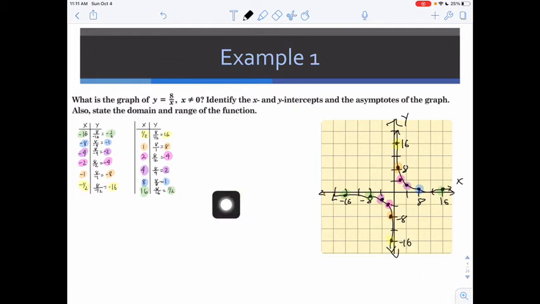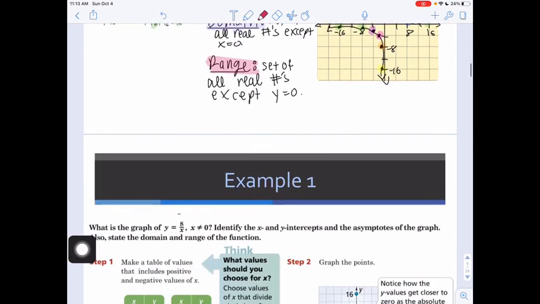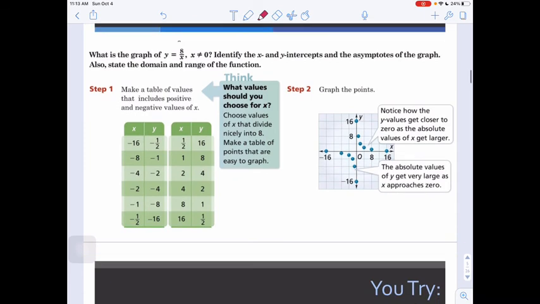Now, our x values, as you can see, we picked a whole bunch of them. They can be anything except 0. So our domain is going to be all real numbers except 0. And then the range, similarly, we said that we're never going to have 0 on the top of our fraction. So we can't get the value of 0 for y, but we can get any other value. So the range is the set of all real numbers except y equals 0. So here is all that information written out. The work for that is on the next few slides.